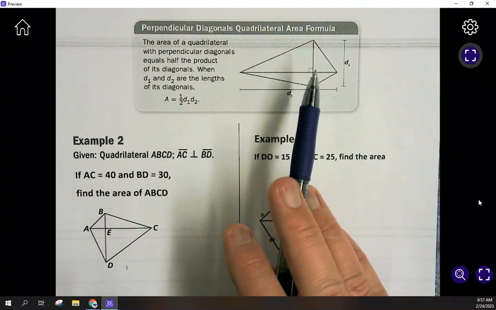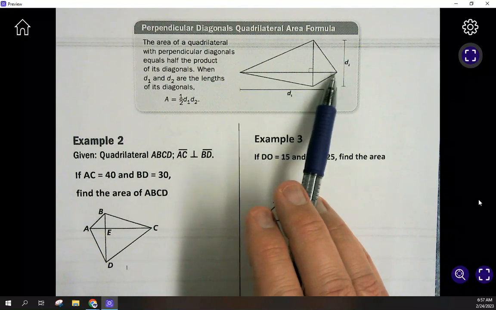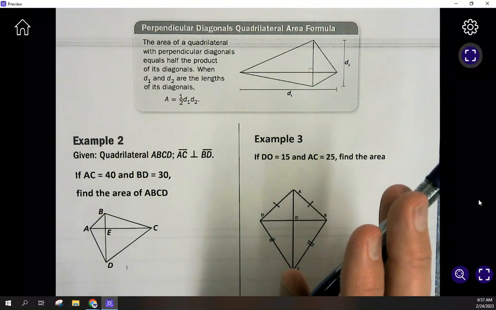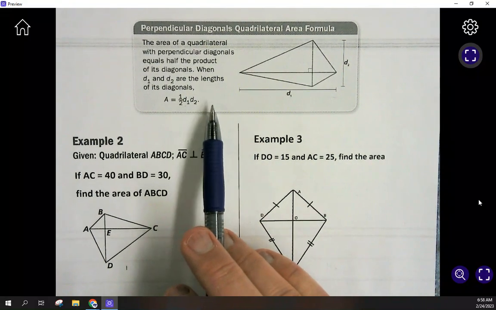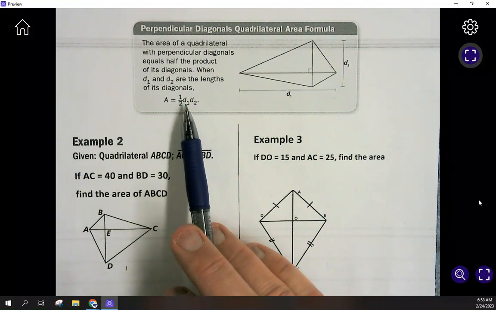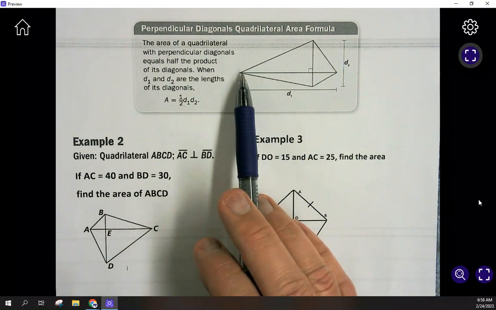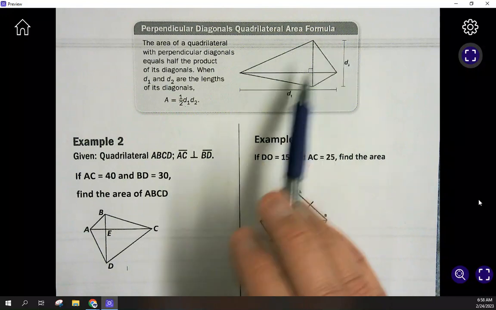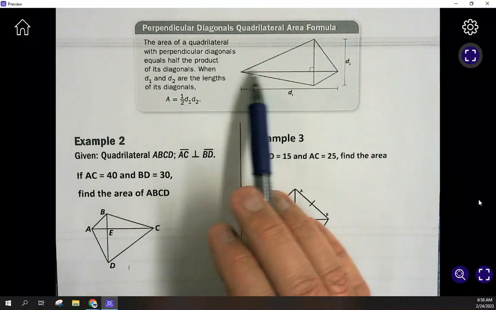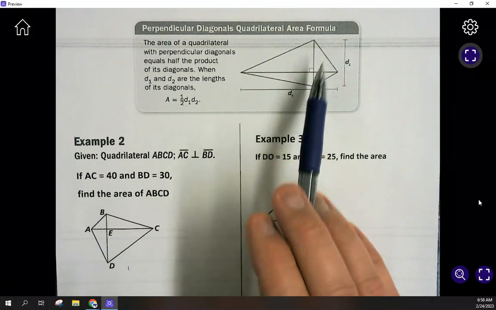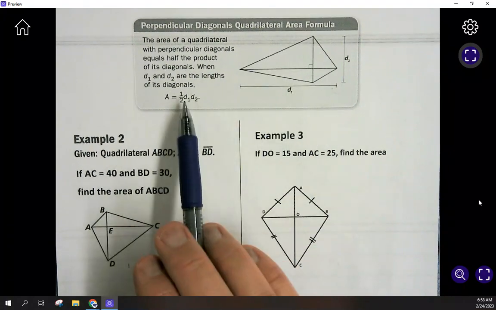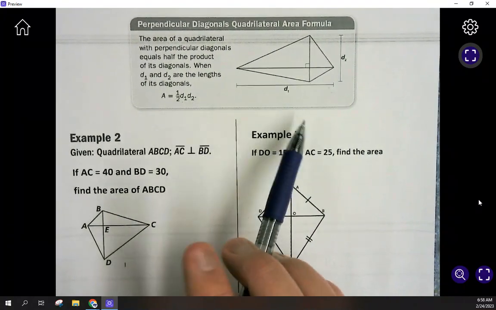There's no specific name for this, but since the diagonals are hitting at 90 degrees, this new formula that we're going to look at here: area equals 1/2 times diagonal 1 times diagonal 2. So you're multiplying the length of the diagonals, not the sides, the diagonals. So from corner across to the other corner, corner across to the other corner, if they hit at 90 degrees, you can use this formula.